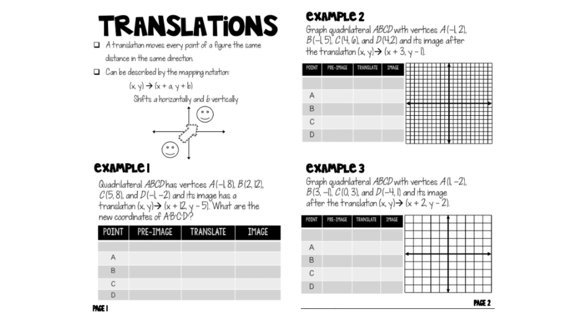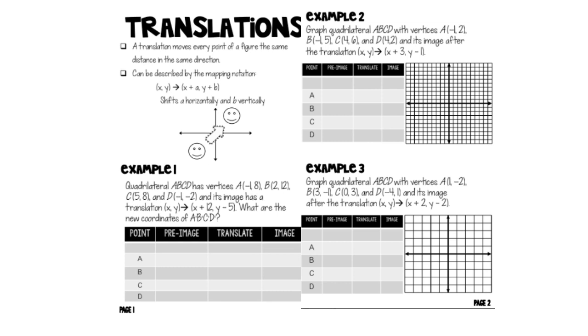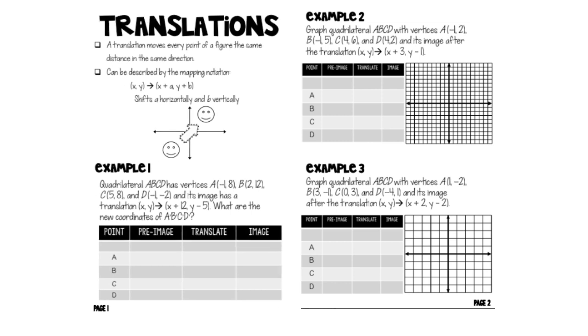Translations are a type of transformation, and what you want to remember as the key definition is that a translation moves every point of a figure the same distance in the same direction. Now you can translate those words into your language and write them here. So same distance, same direction, and that's every point.